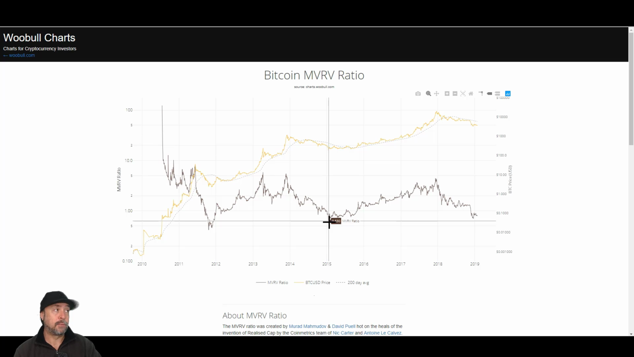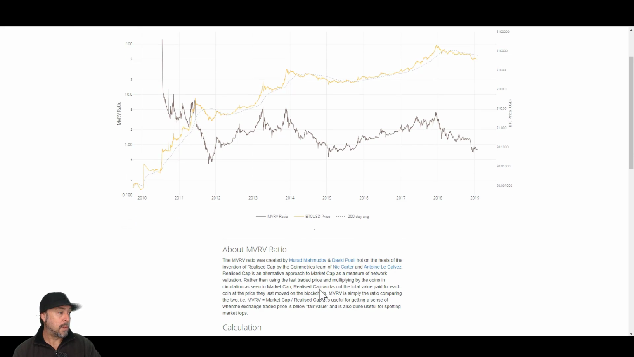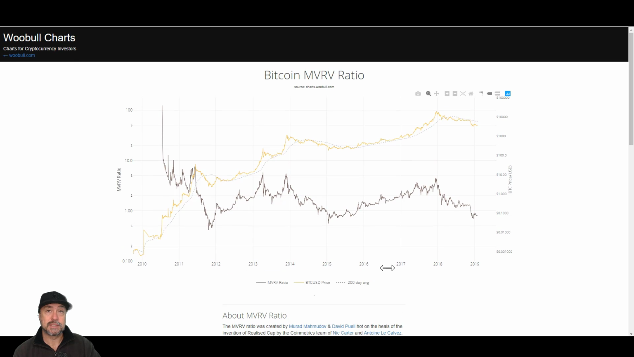Good work by Willy Woo and the guys over, Murad Mahmudov and David Puell, where they did the ratio based off the realized cap from the work of Nick Carter and Antoine Le Calvez. So hats off to those guys for the work on this. Appreciate that. I think it's an excellent tool and puts things into perspective.